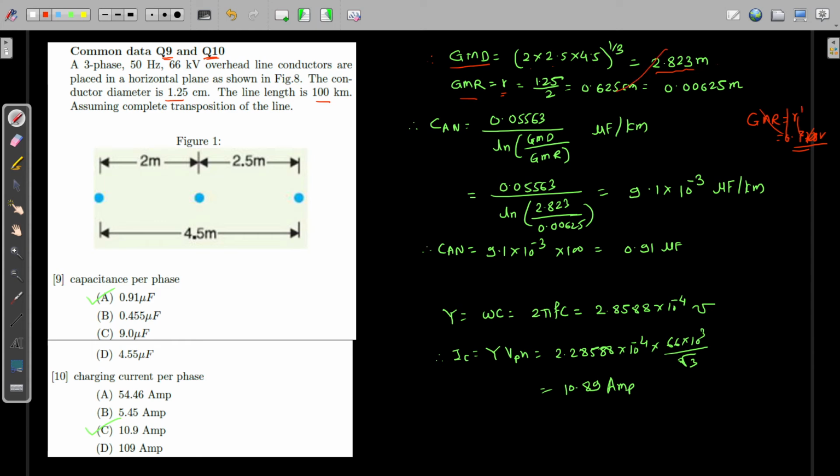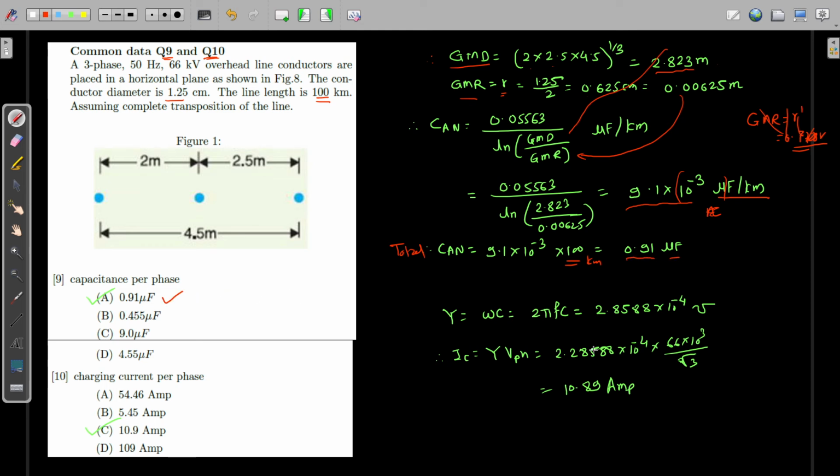Substituting the value of the GMD and this GMR value, I got the value of 9.1 into 10 raised to minus 3 microfarad per kilometer. But 10 raised to minus 3 and micro will form a nano. So I can say this, or you don't convert into nano because the length is given as 100 kilometer. So the total CAN, I have to multiply with the length of 100 kilometer. So it will give you 0.91 microfarad.